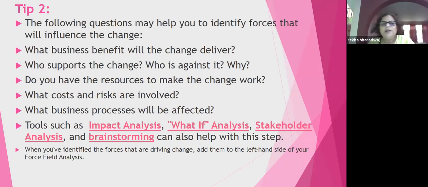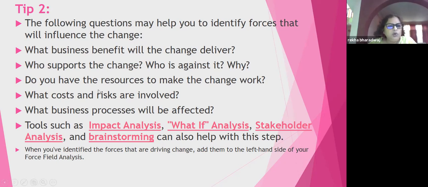And tip two: the following questions may help you to identify forces that will influence the change. What business benefit will change deliver? Who supports the change? Who is against it? Why are they against it? This exploration has to take place. If there is silence in the group, at least tell me, why are you silent? So that's how you know at what level to work with the group.